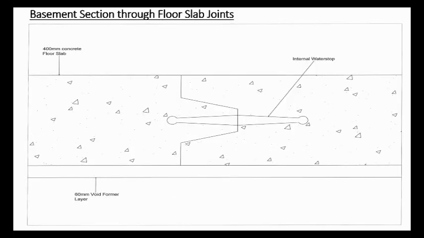This is a section through our floor slab joint, which shows how we will make use of internal water stops to prevent water ingress. It also shows the void former layer we plan to use to combat ground heave.